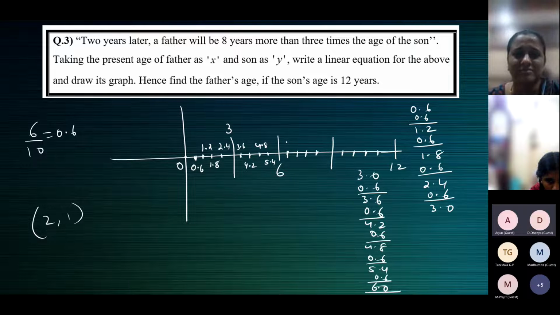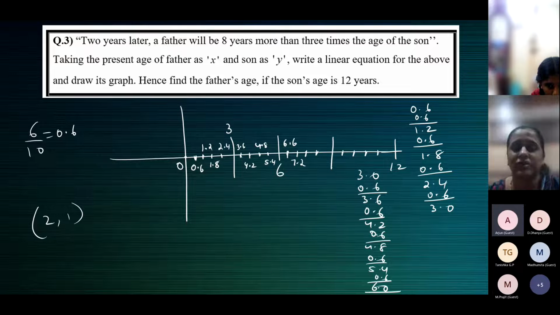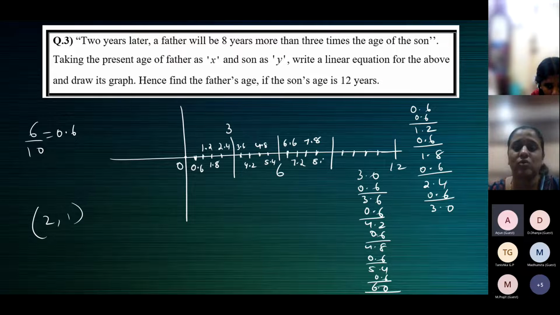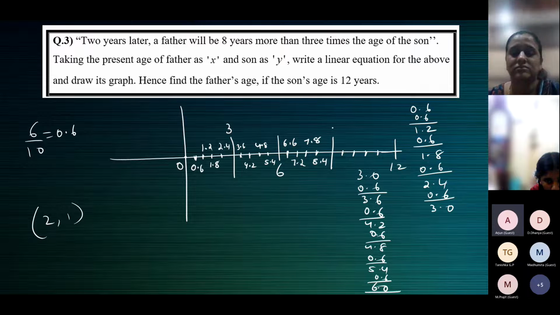6.6. The next one? 7.2. This one? 7.8. Then 8.4. This one? 9. See, between 6 and 12 is 9, no?